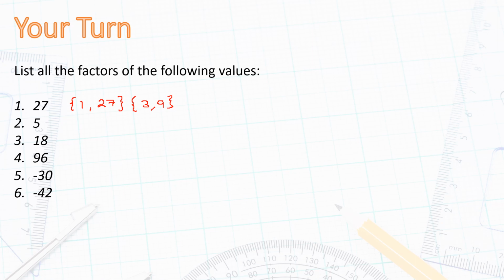Okay, so for 5, the only factors are 1 and 5. 5 is what we call a prime number. Its only factors are itself and 1, and then you've got the negative version as well. For 18, we've got 1 and 18, 2 and 9, and 3 and 6, and then all the negatives that go with that as well.